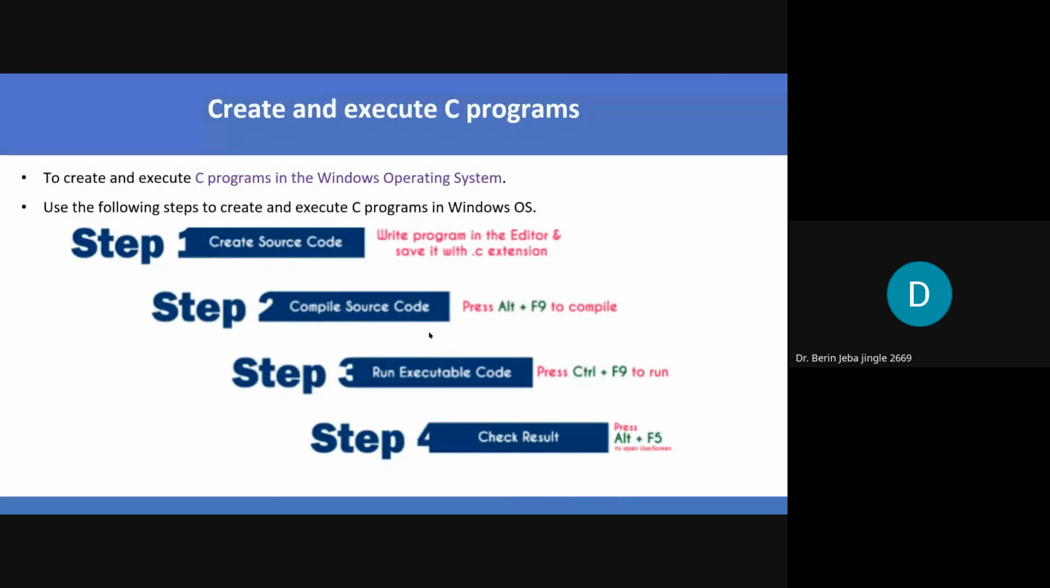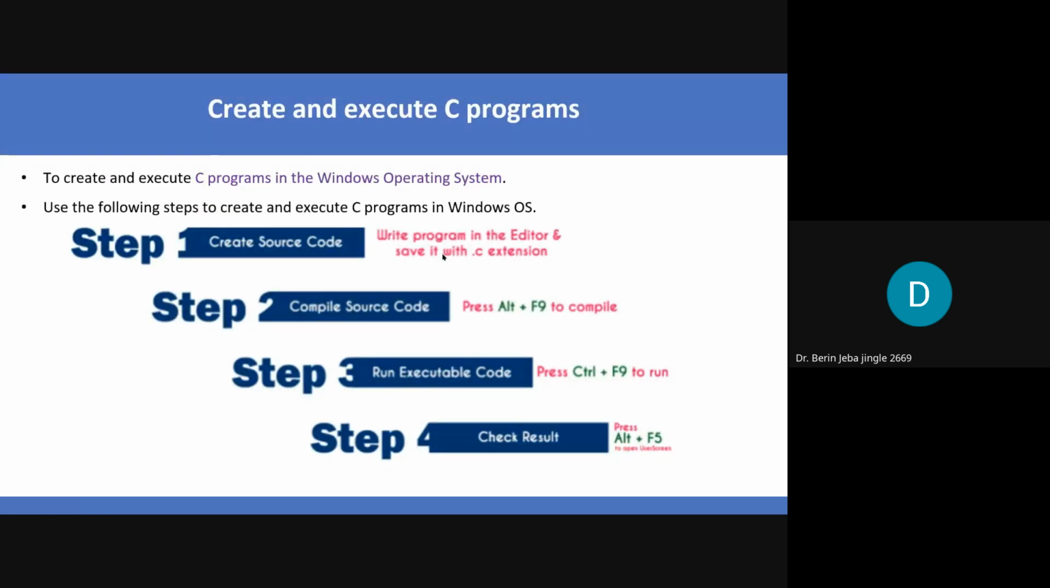These are the steps in C programming, to create and execute a C program in the Windows operating system. So the first step: create the source code.